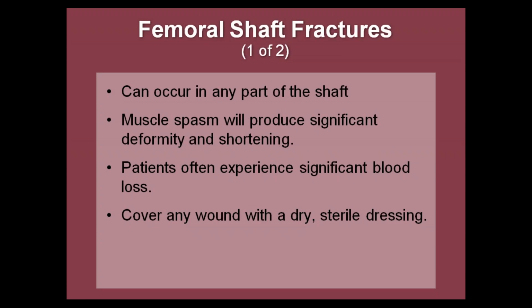Moving on down to the femoral shaft. It can occur in any part of the shaft. Muscle spasms will produce significant deformity and shortening. The muscles in the leg are typically large muscles, and they are going to retract that leg back if it is completely displaced. Patients often experience significant blood loss again, and covering any wound with a dry, sterile dressing is important if there's some type of open wound.